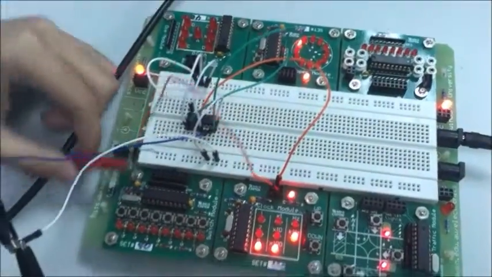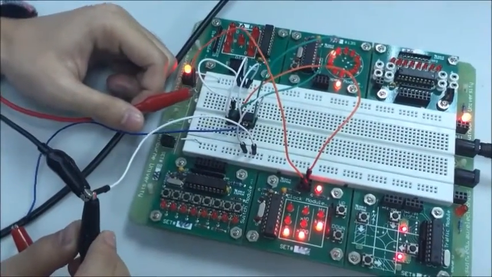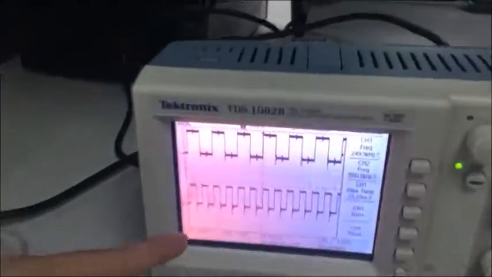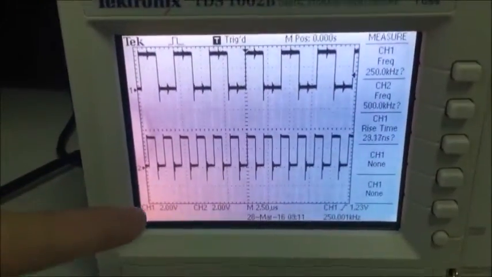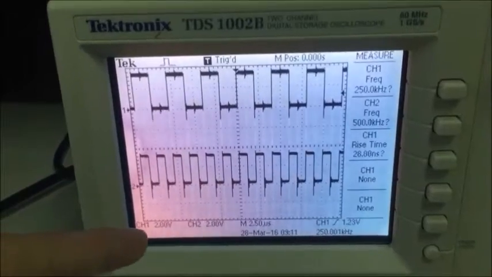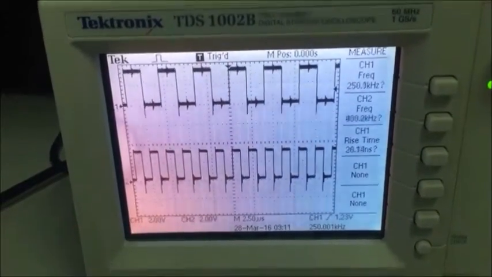As you can see, we have connected two channels to the circuit to obtain the values on the oscilloscope. On channel 1 we get 250 kHz and on channel 2 we get 500 kHz, which was the original value.